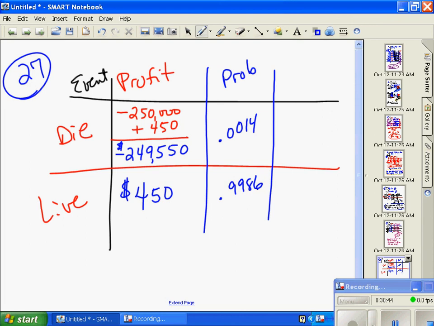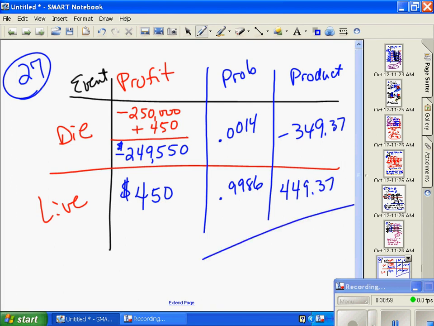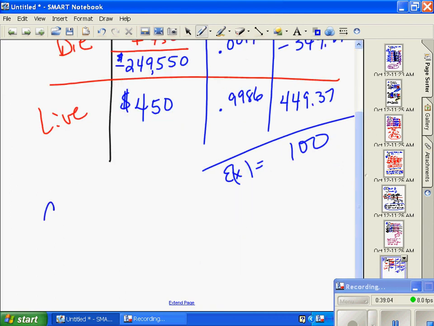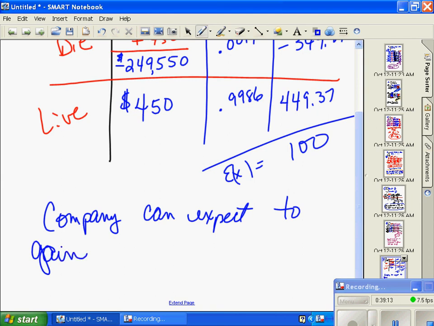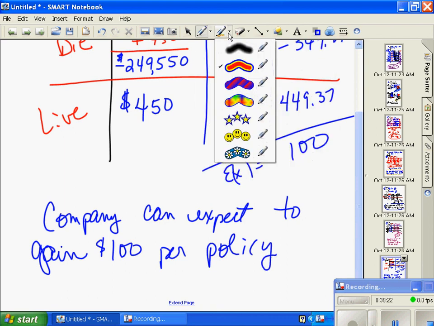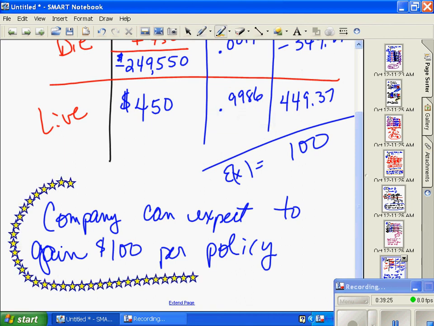So I'm going to multiply this out. That's my product. Is negative 349. I used a calculator, I'll be honest. And 449.37. So if I can look at this real quickly, we see that the expected value is going to be $100. So the company can expect to gain $100 per policy that they sell. Okay? Oh, let's do stars. There we go.